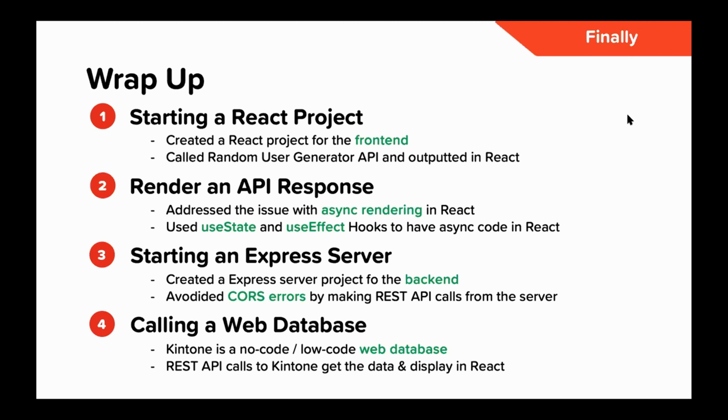And we created a front end. From there, we called the random user generator API. We outputted it into React, and then Paul was asking us some really great questions about why we need an Express server in the first case. And so that's because we want to be able to address cross-origin resource sharing.